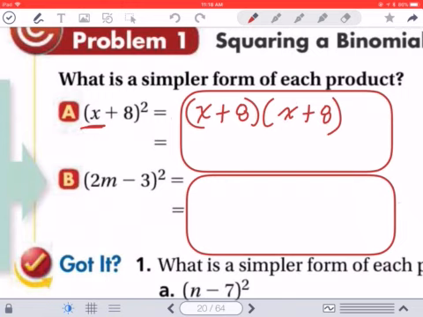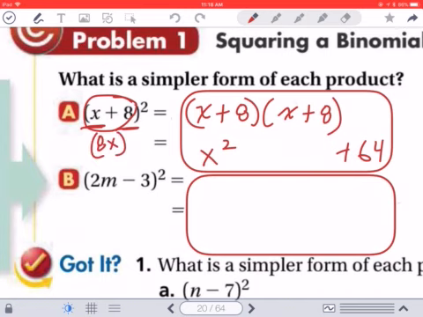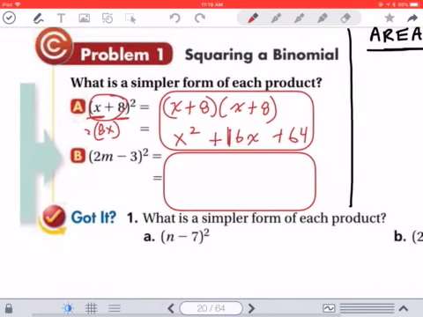I just take this first term and square it. I take this last term and square it. So that's my first and my last term. And then I multiply these two together. That's 8x, and I double it. So that's going to be 16x. So it's a little quicker than the box method, although if you use the box method, you get the same thing.